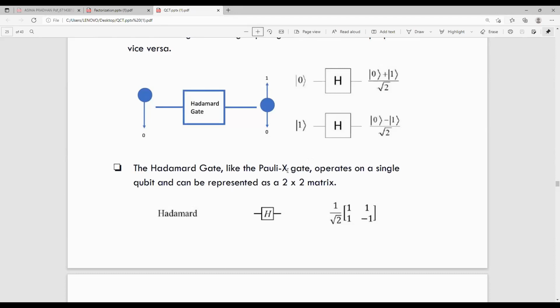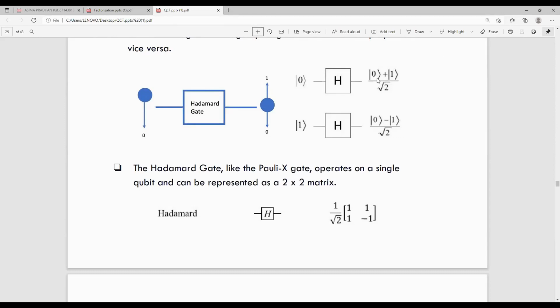X gate is the X matrix 0, 1, 1, 0. Z is 1, 0, 0, minus 1. And Y is 0, minus i, i, 0. These three matrices, if you are familiar, almost you can do everything, and also tensor product. Anything you can do in a quantum computer. You don't need too much mathematics.